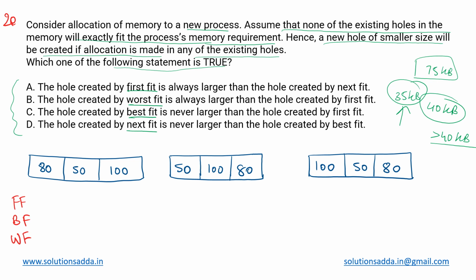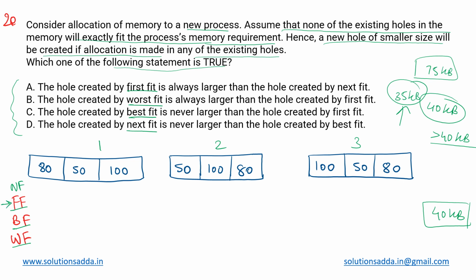So let's analyze. Let us consider the process of size 40 KB itself. And then these three options we have, let us call them 1, 2, and 3. For all these three cases, we will be using these different policies: first fit, best fit, and the worst fit. And we will analyze the size of the smaller holes getting created. So first of all, let us also understand the difference between all the four. There is also this next fit.